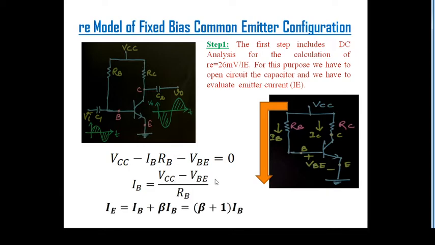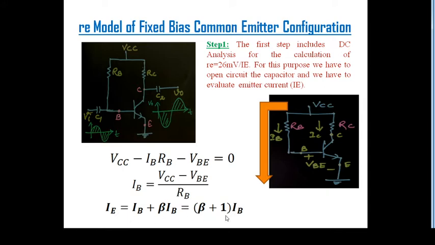One more thing, this IE, the emitter current, is the sum of the base current plus the collector current, so IB plus IC. Now IC is simply beta times IB, so IE equals beta plus 1 times IB. We have the value of IB, so putting the value of IB in this equation, we will get the value of IE. So this is the emitter current.